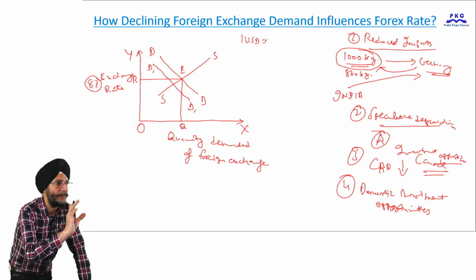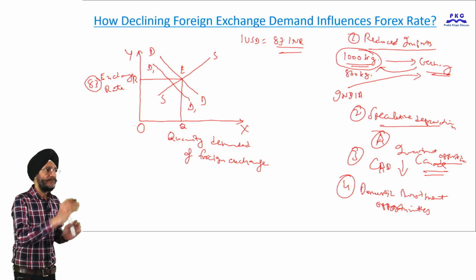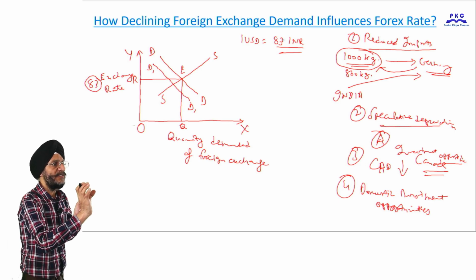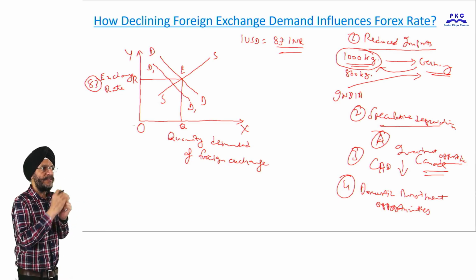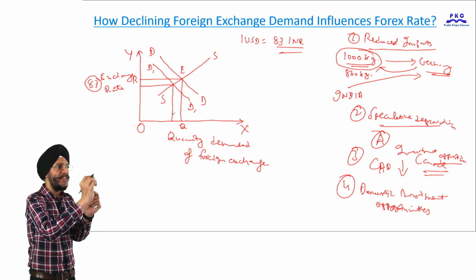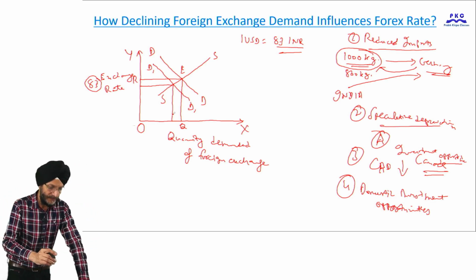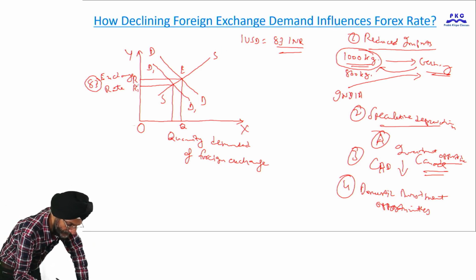In other words, we can say, we are taking only an example, 1 US dollar is equal to 83 Indian rupees. That is, to get 1 US dollar, we have to pay at present 83. But when the demand has decreased, the equilibrium point has also changed. The demand curve has shifted and the new demand curve is D1. Whereas supply remains the same. And the new rate is R1, suppose it is 80.